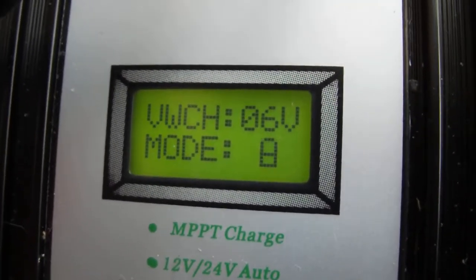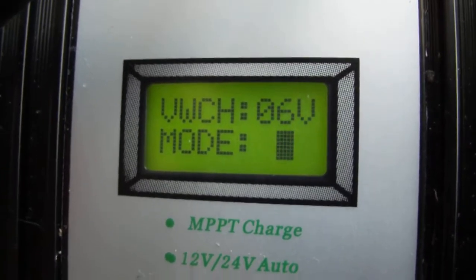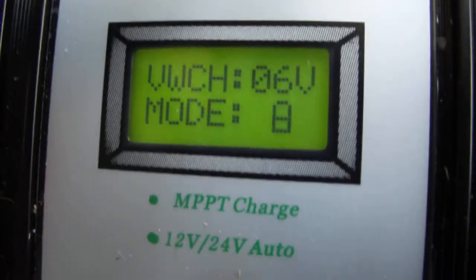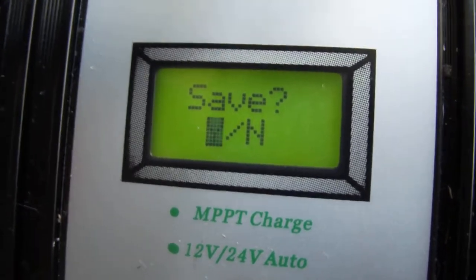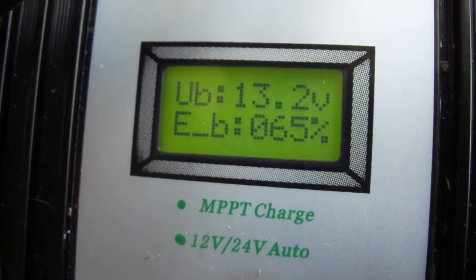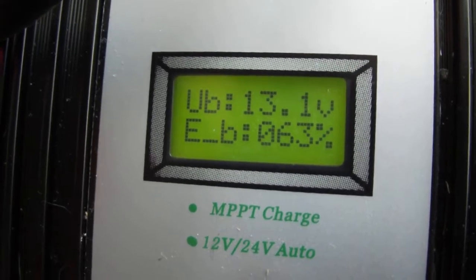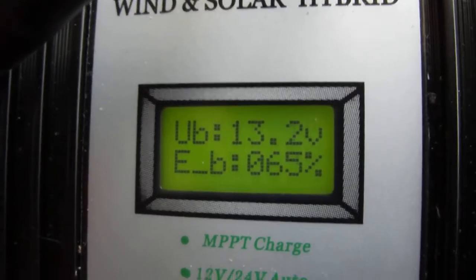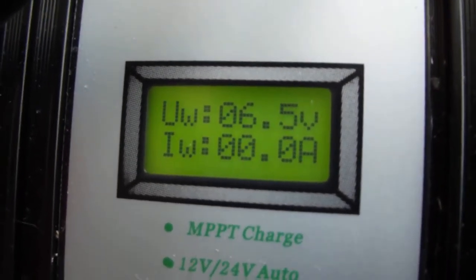You know, like I said, it's in mode A, and you don't touch that because there's no other mode in there. That has to be set by a technician internally. So then you get save, and it's blinking on the Y, which means yes. Press Y, and it's saved. Then it goes back to the battery voltage, is at 13.2, it's at 6.65% capacity of the batteries. And we've got a little bit of amperage.